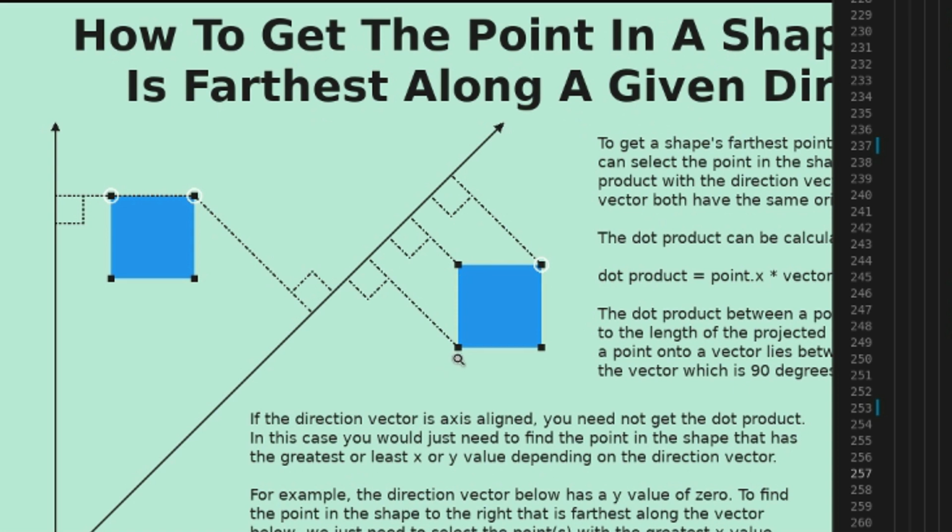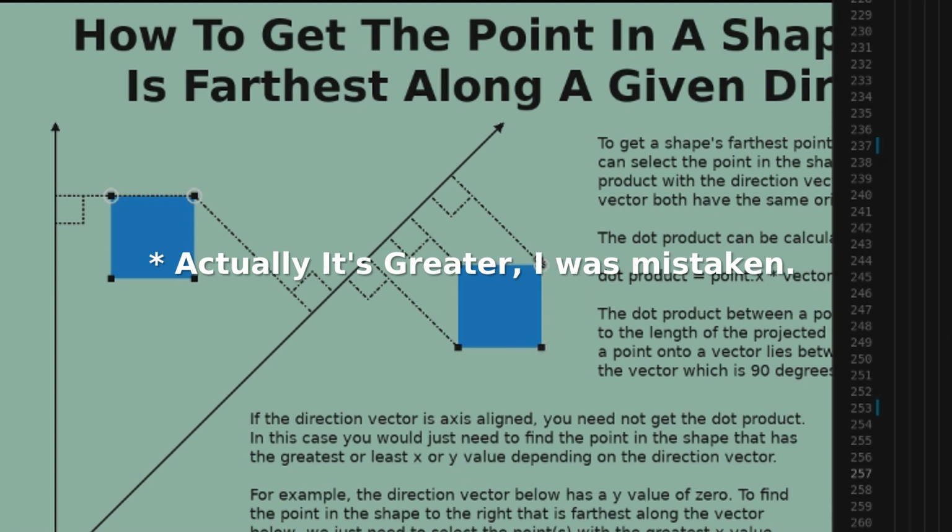But anyway, we're going to loop through our points. Let's start with this one. We're going to get the dot product between this point and this line. So point.x times vector.x plus point.y times vector.y. That's going to be our dot product. We're going to keep track of it. We're going to iterate over to this point. Is the dot product of this point with this vector greater than the dot product of this point with this vector? No, it's the same. So we're going to keep looping.